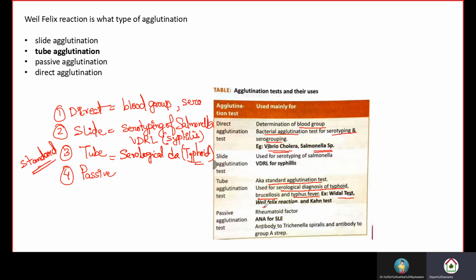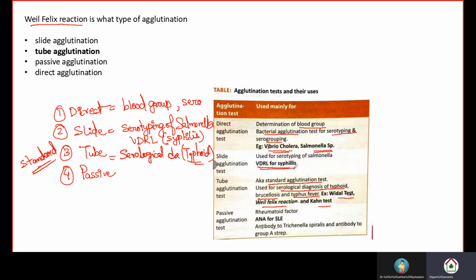Widal test, Weil-Felix reaction, Kahn test. All these are tube agglutination tests. Very important. They can simply ask, this question: Weil-Felix reaction is what type of agglutination? Very easy to ask. Widal test is what type of agglutination? Must be remembered. Widal test is tube agglutination.